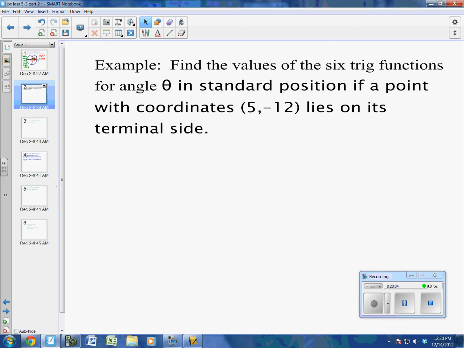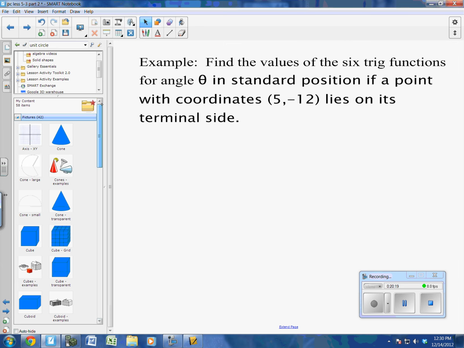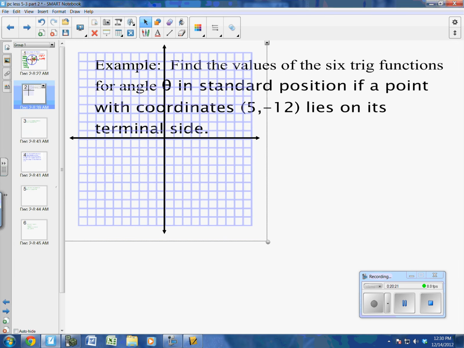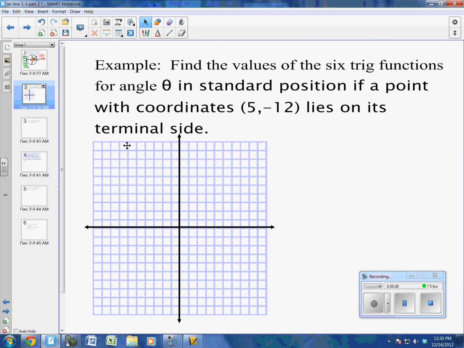Okay, everybody plot the point 5, -12. Everybody draw an xy coordinate plane and plot the point 5, -12. I'm going to plot the point 5 comma negative 12. 5, 1, 2, 3, 4, 5 comma 1, 2, 3, 4, 5, 6, 7, 8, 9, 10, 11, 12. It's going to be down here, isn't it?